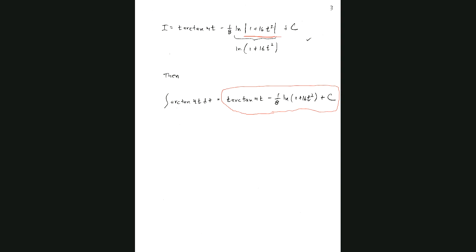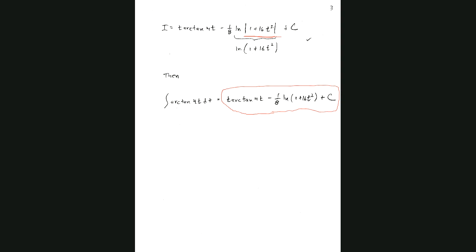Rodrigo says, would we lose points if you had the absolute value of 1 plus 16t squared there? That would be okay, Rodrigo. It's an acceptable answer.